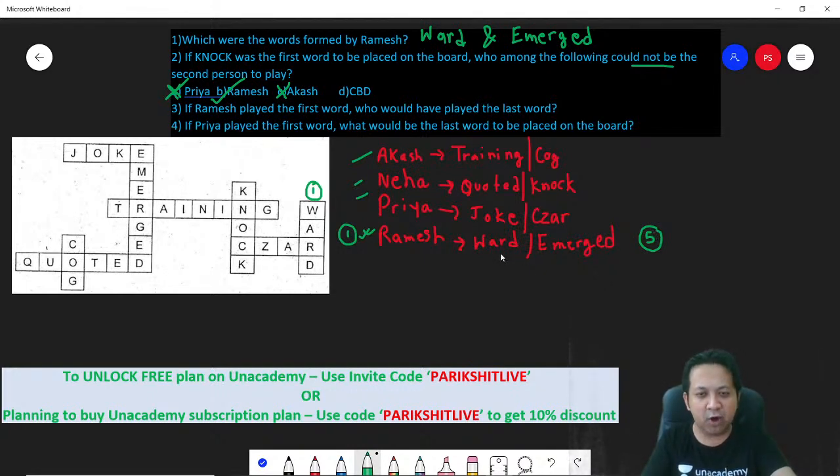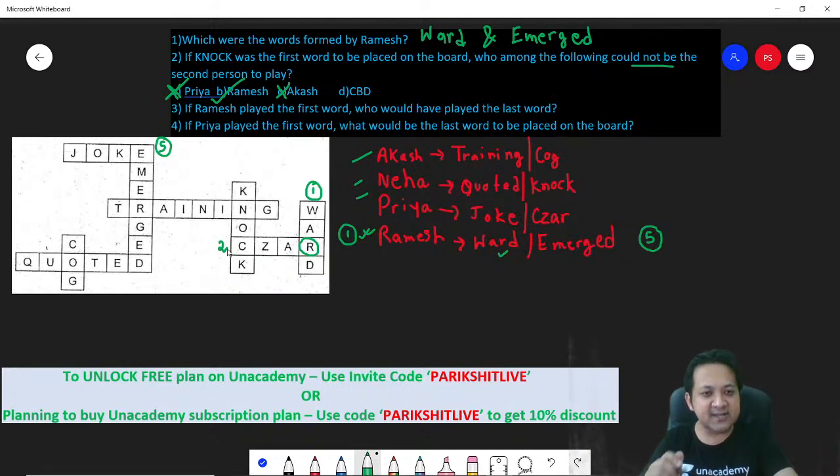So if Ramesh forms the first word, word, in that case, the fifth word should be from Ramesh, which should be emerged. Correct? Let's check. How is it possible? If the first word is word, remember the second word should have one letter common with the first word. So the only letter common between the next word and the first is this R. So the second word must be czar. Yes? Why? R is common.